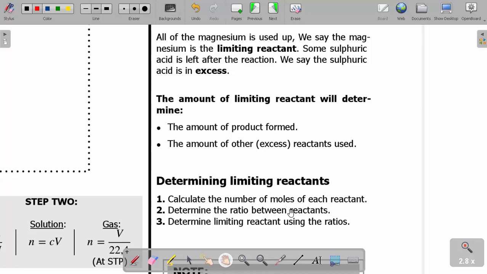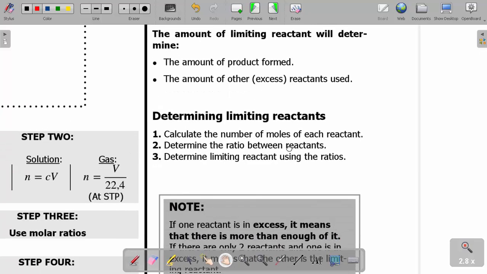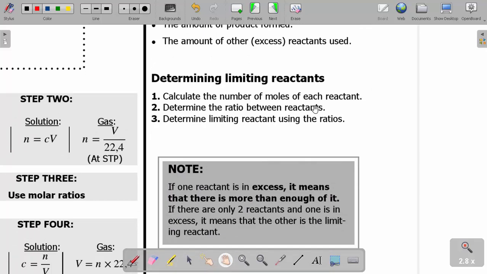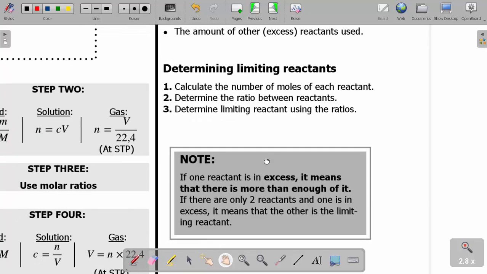Now if I want to get the limiting reactant, we have some steps to follow. Step number 1, calculate the number of moles of each reactant. Step number 2, determine the ratio between the reactants, and then determine the limiting reactant using those ratios. We're going to look at examples. Note, if one reactant is in excess, it means that there is more than enough of it. If there are only 2 reactants and one is in excess, it means that the other is the limiting reactant. Did you hear that? If there are only 2 reactants and one is in excess, it means the other is the limiting reactant. Hope we are together. Let us proceed.